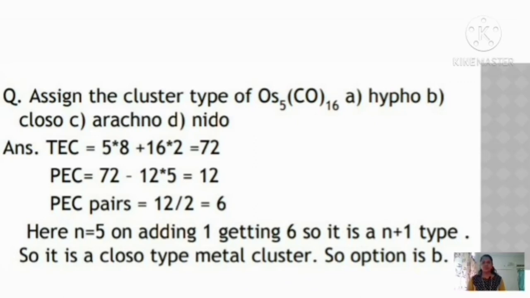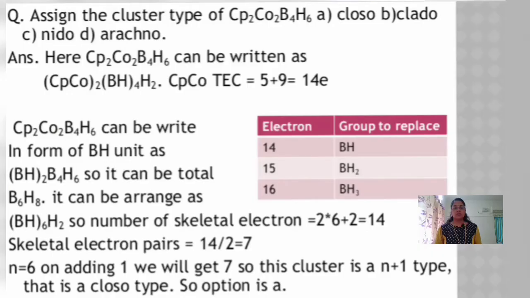So option is B. So moving to the next question, it is an important question which has come in CSIR as well as GATE exam. That is, assign the structure of Cp2Co2B4H6 and options are given. That is, A option is closo, then second option is nido, then third option is arachno. So in this compound, it is a type of mixed type cluster, that is, it consists of metal as well as the boron.